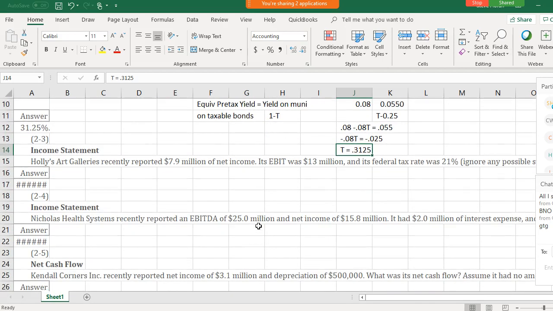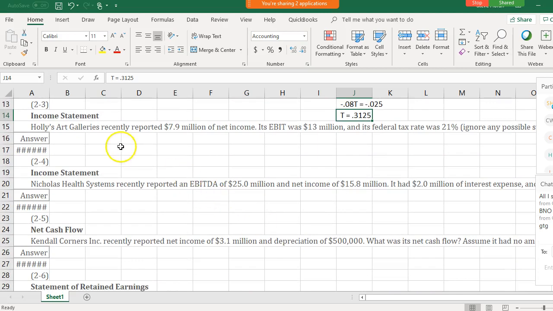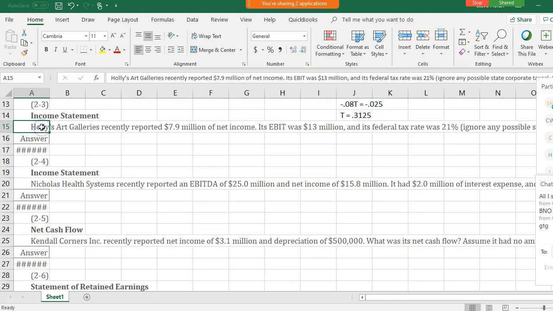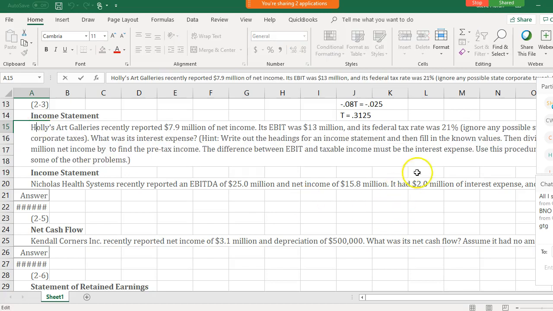Okay, the next one is question 3, and this is an art gallery. And with this one, it says Holly's Art Galleries, and let me do it like this so you can kind of see the whole thing.